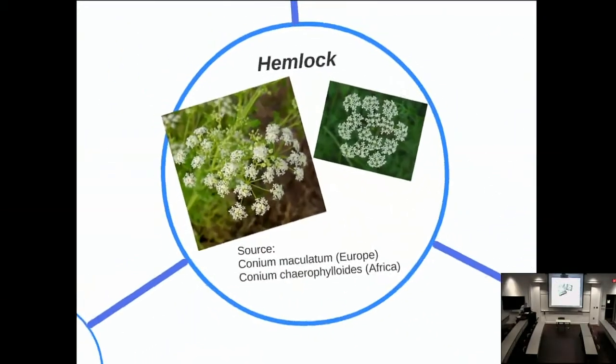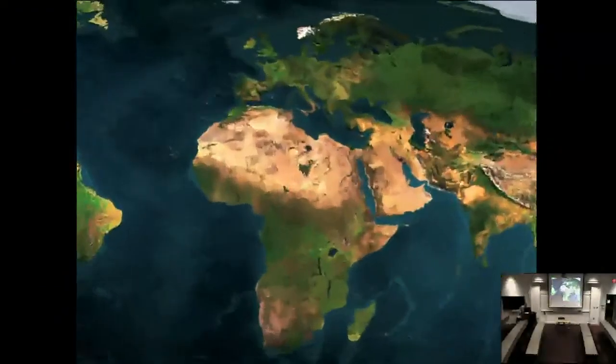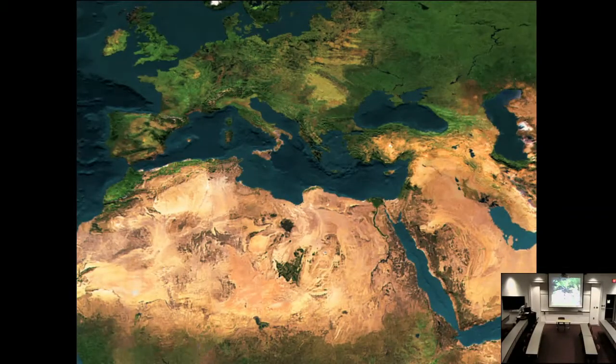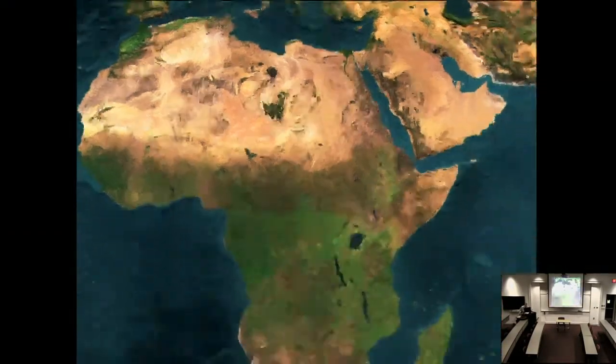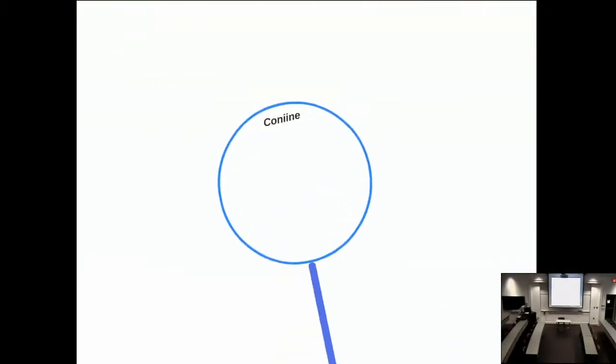So the first one that we're going to talk about here is hemlock. And hemlock, as you can see, is kind of a pretty plant, has nice white flowers, grows to around 5 to 8 feet. There are two different sources of this, Conium maculatum, which is found in Europe, and then Conium carophyllioides, which is found in Africa. So in Europe, that's mostly around the Mediterranean, kind of a subtropical, still a little bit warm, and then in southern Africa as well. So hemlock is toxic.